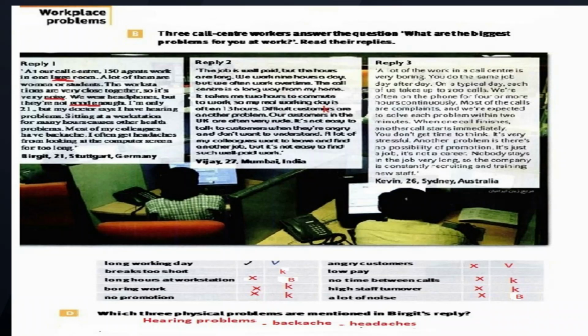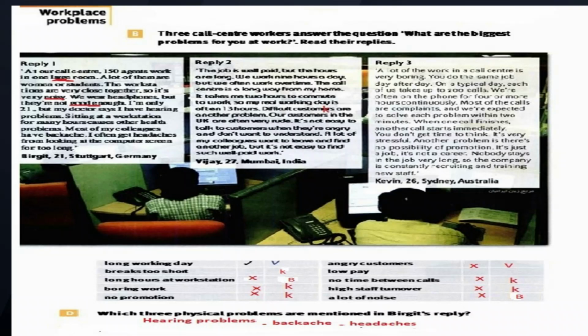Difficult customers are another problem. Our customers in the United Kingdom are often very rude. It's not easy to talk to customers when they're angry and don't want to understand. A lot of my colleagues want to leave and find another job. But it is not easy to find such well paid work. Vijay, 27, Mumbai, India.